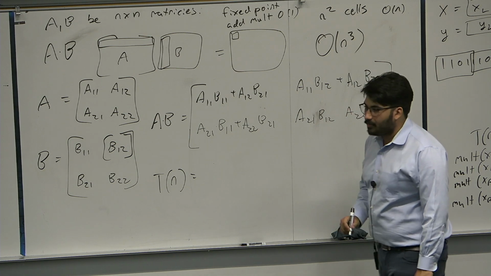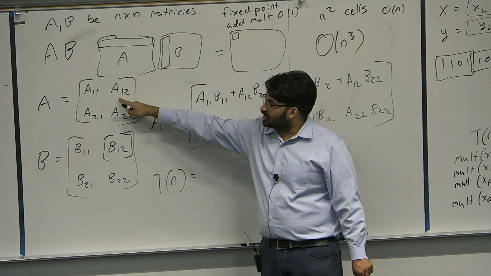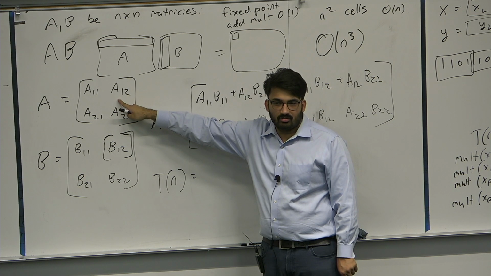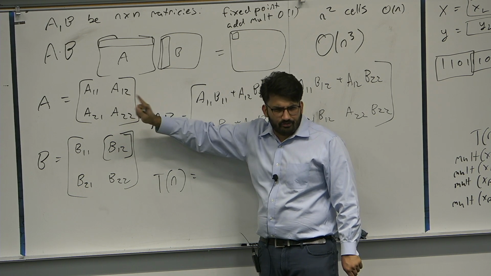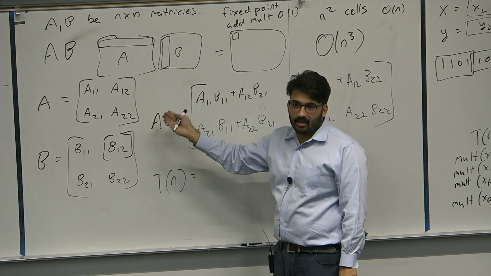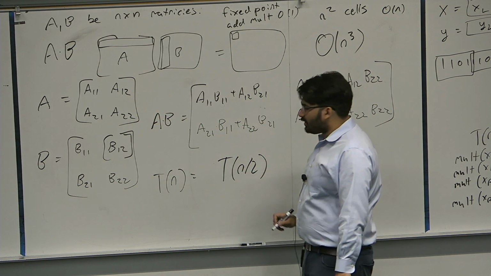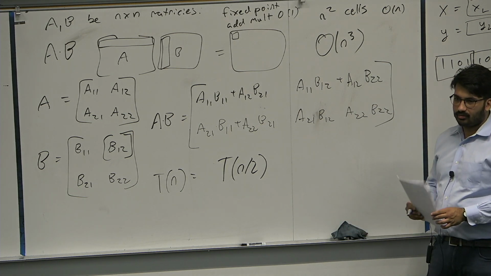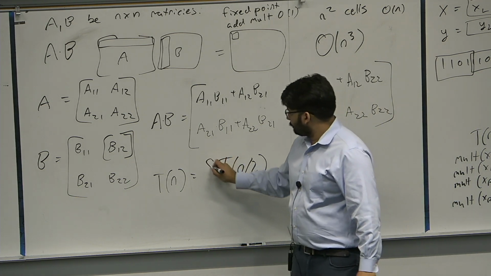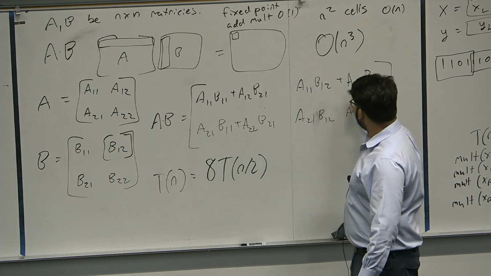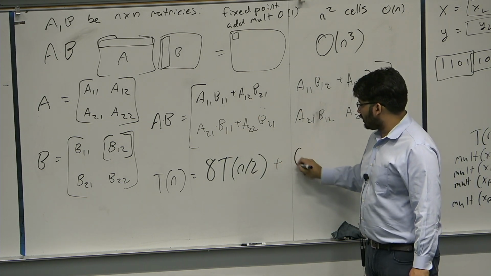Notice that you have n by n matrices. What is the dimension of each of these quarters? It's n over 2, yeah. They have a fourth of the elements, but the dimension is n over 2. So each of these subproblems is going to be size n over 2. How many of them do we have? 8. Yeah. 1, 2, 3, 4, 5, 6, 7, 8. Nothing is saved. We have 8 of those subproblems. What's the work done at each level?